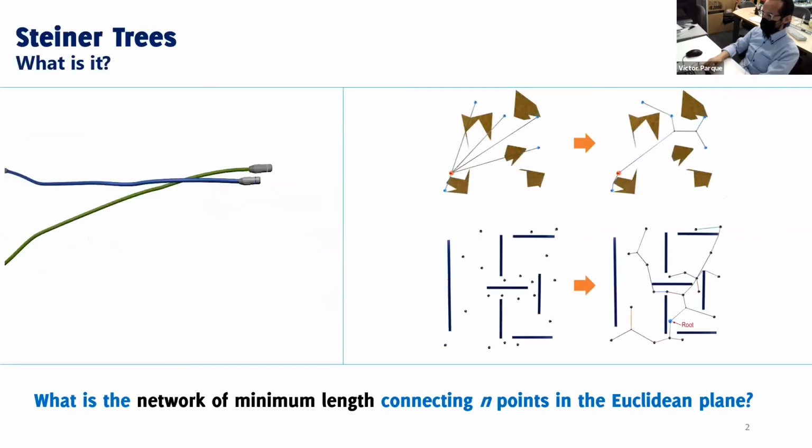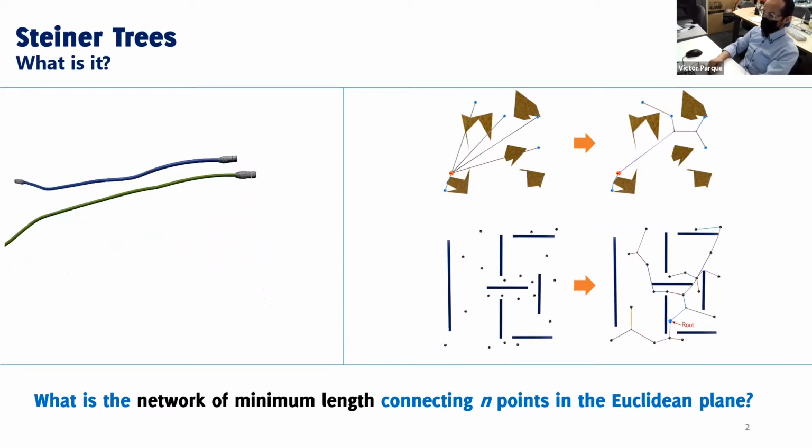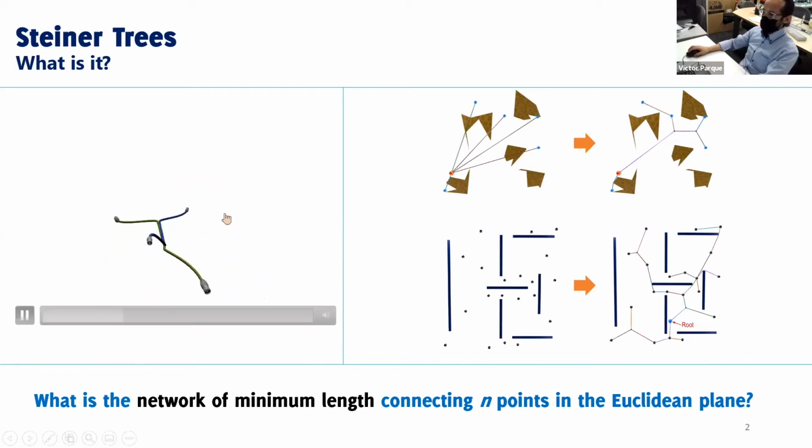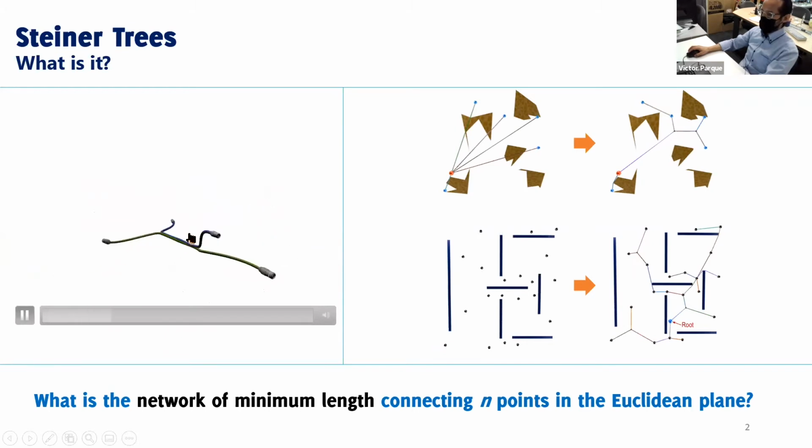So basically, we're inspired by the following question: what is the network of minimum length connecting endpoints in the Euclidean plane? And as you may see on the left side, you are probably seeing two wires. The object of computing this kind of bundle is to ensure minimal length connectivity of joined wires. This problem usually happens in the wire harness problem in cars or so.